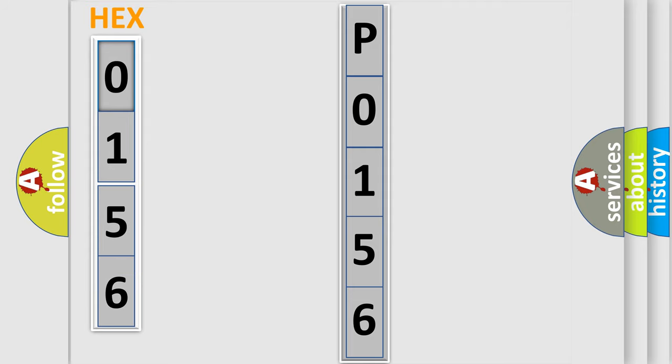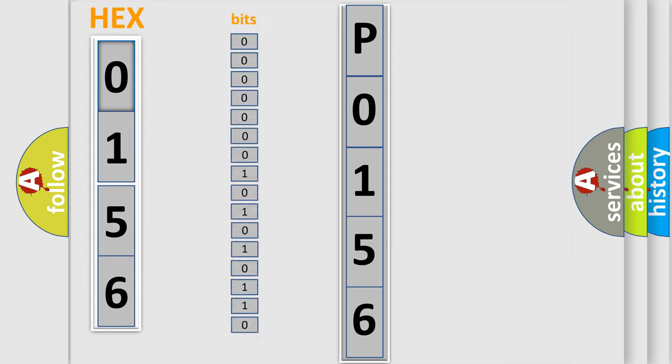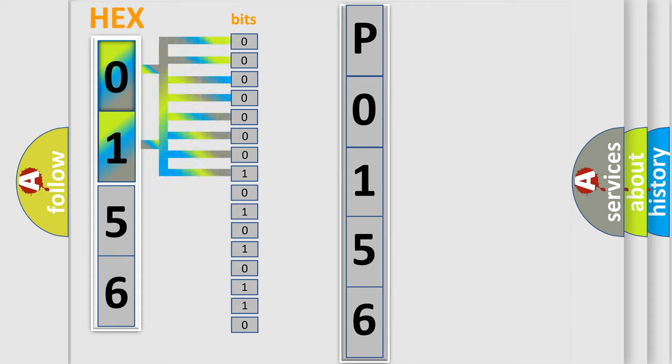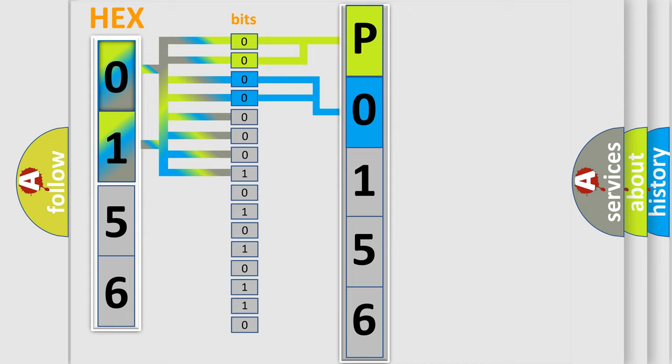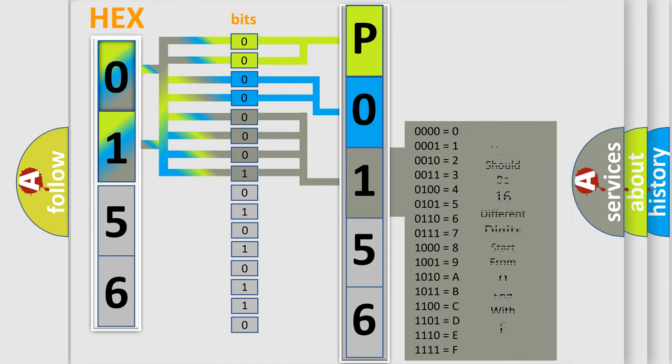The error code is split into two bytes consisting of 16 bits. One bit is the basic unit that each computer works with. The bit has two logical states: 0, low level, and 1, high level. By combining the first two bits, the first character of the error code is expressed. The next two bits again determine the second character. The last bits of the first byte define the third character of the code.